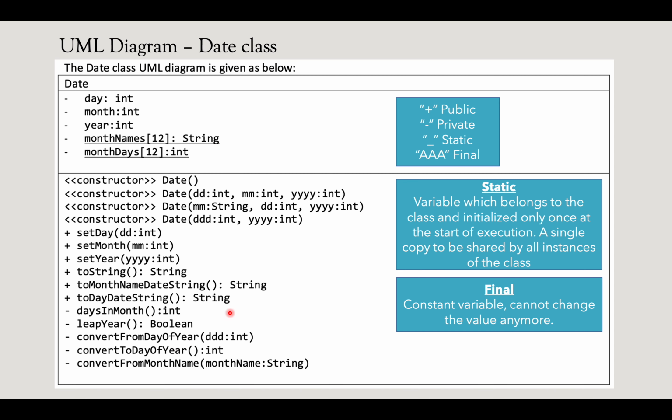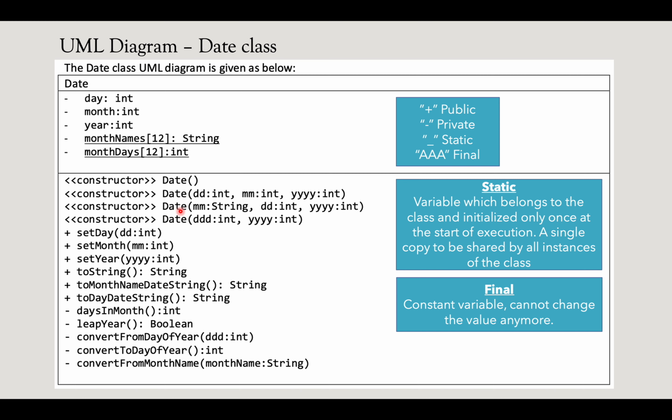Let me look at the functions. We have the constructor, the normal constructor, which has no parameters to take in. Then we have the second overloaded constructor, named Date as well, but it has 3 integer parameters.